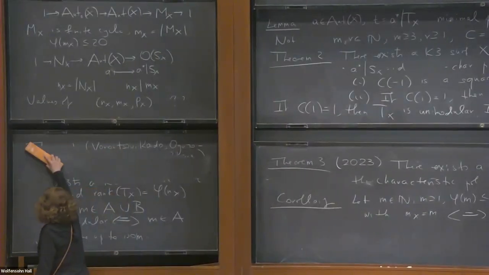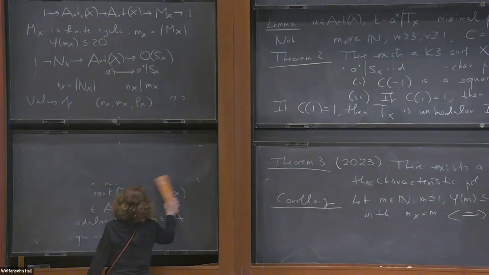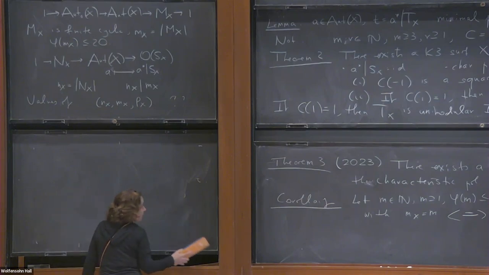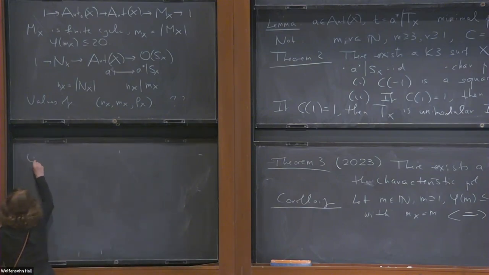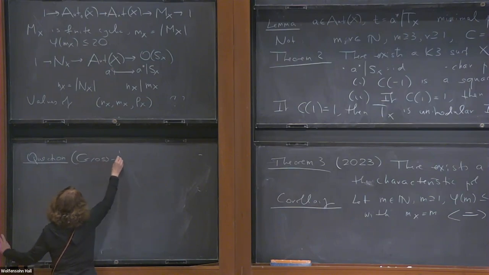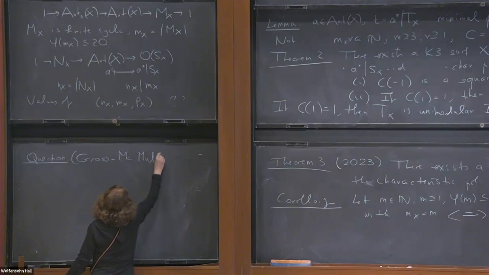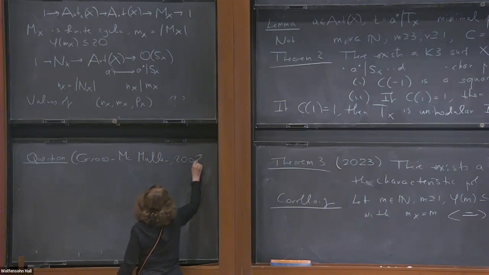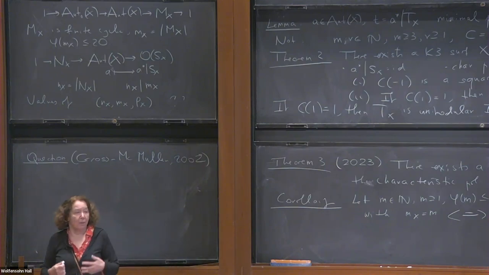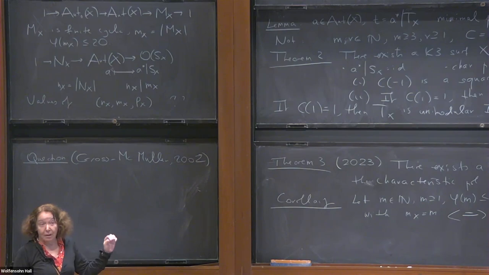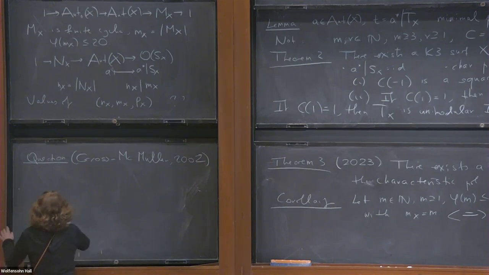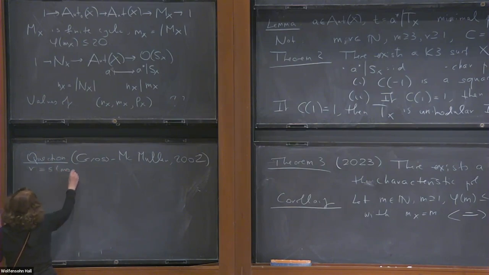So actually this sort of suggests a more general question. And this is a question that was asked already by Gross and McMullen. Question. In a paper in 2002, they asked, what are the possibilities for the characteristic polynomials of isometries of lattice lambda RS? Okay, so of course, then they asked, what are the possibilities?